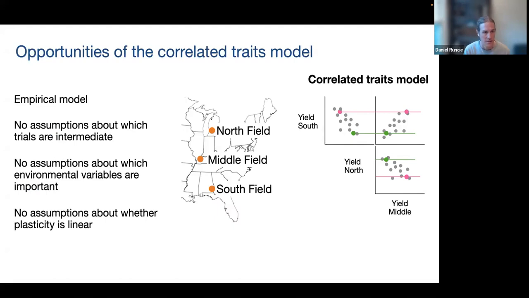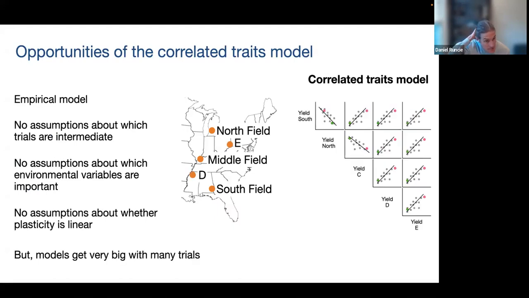The problem with it, though, is that the models start to get very big with very many trials. As you add trials, we then have to add scatter plots here. And that means we have to estimate the correlations between every pair of trials. And when you have a lot of trials to estimate, that's a lot of correlations to model.